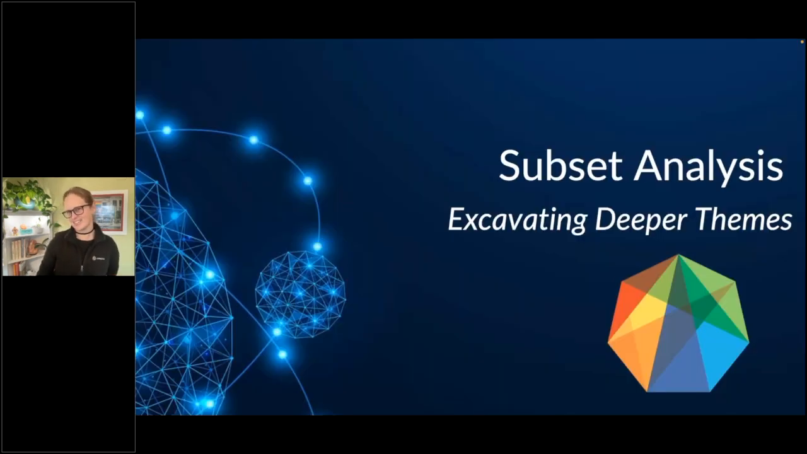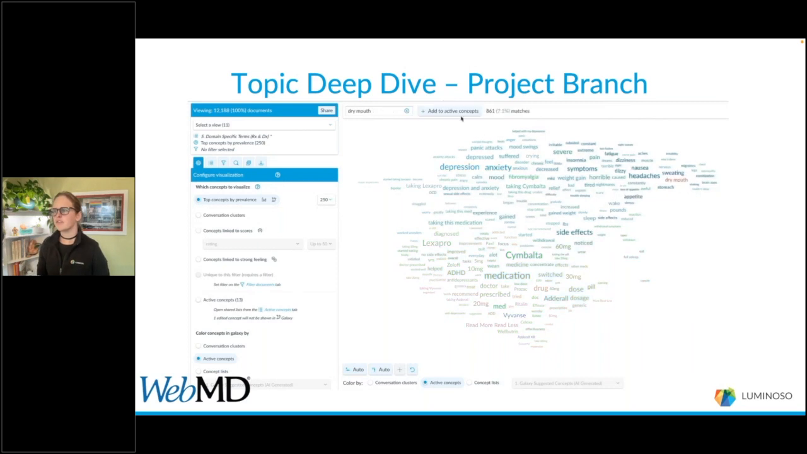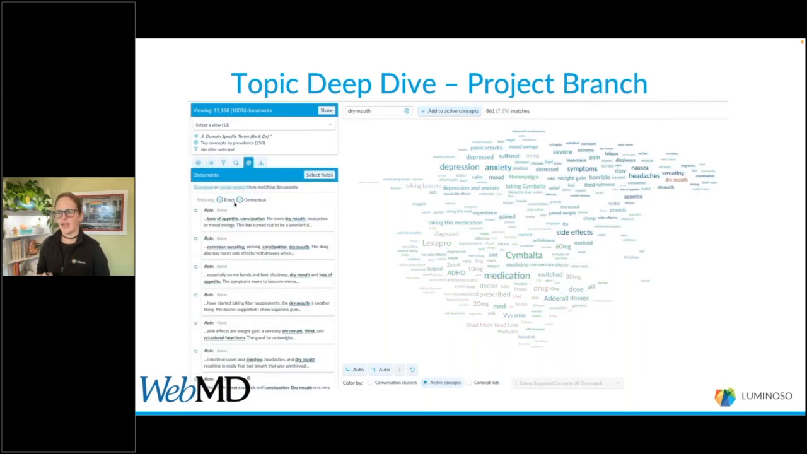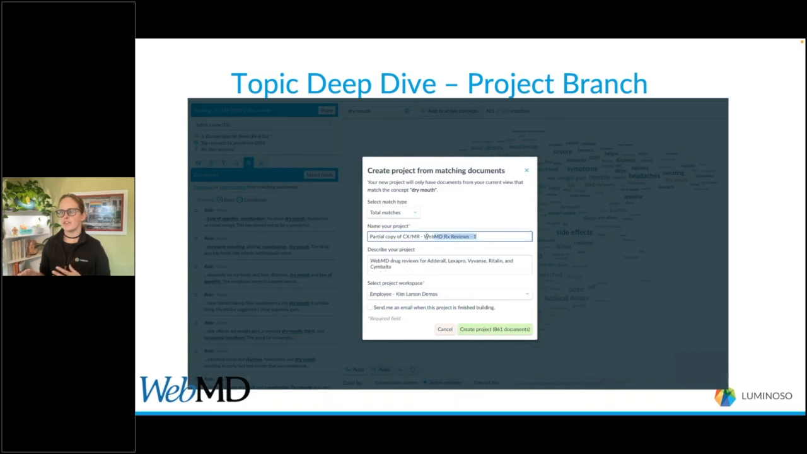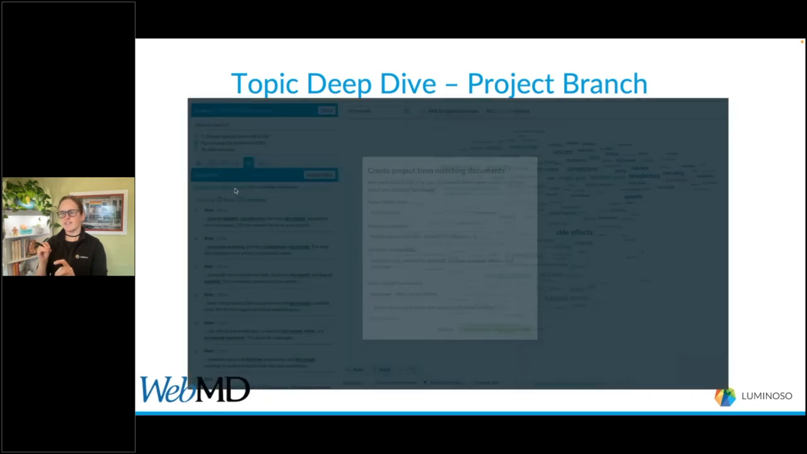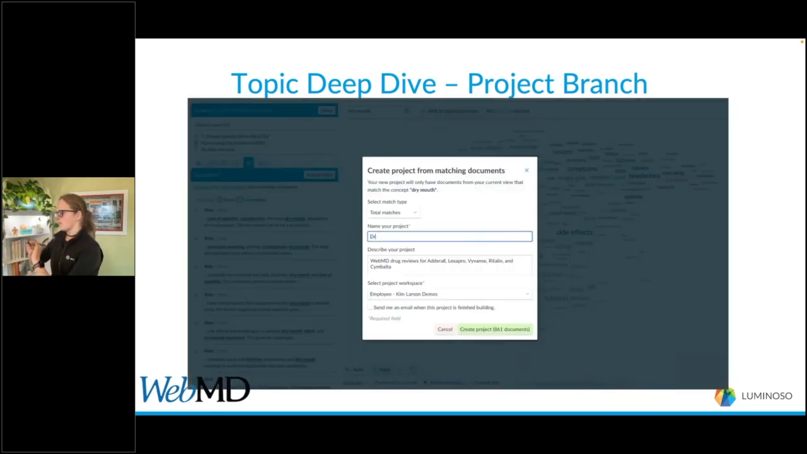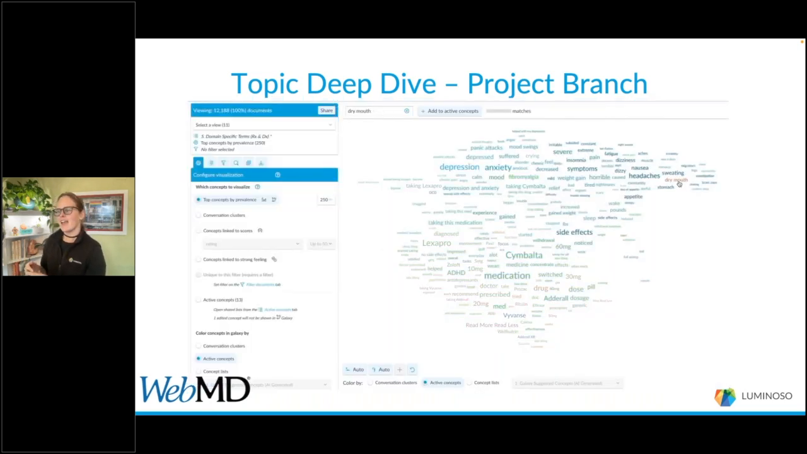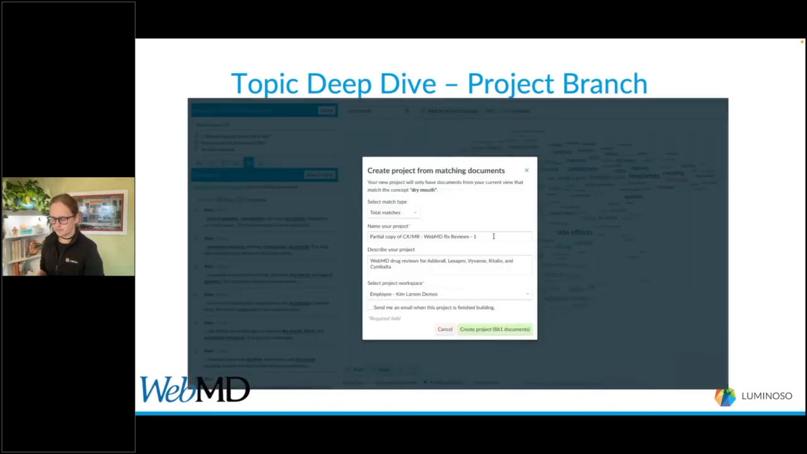So that takes us to subset analysis. We have filters, we have identified concepts. How do we excavate deeper themes? So this is the WebMD data again, and here I want to do a deep dive on dry mouth. So we select the concept, we go to the Documents tab, we click Create Project, and here I use total matches. So that's going to take, if they mentioned dry mouth, only the documents with the conceptual matches and build a new domain, build the new associations around it.